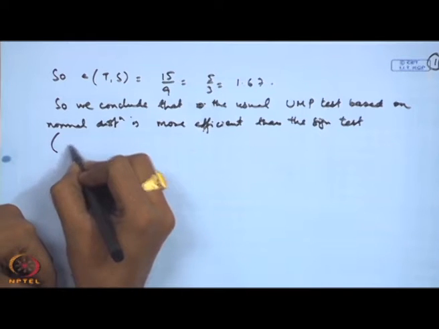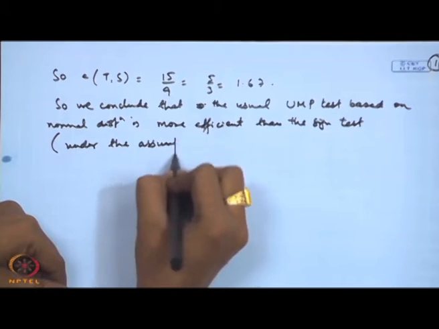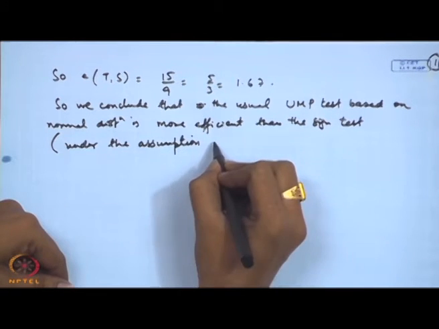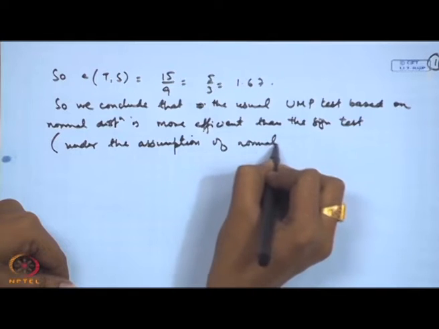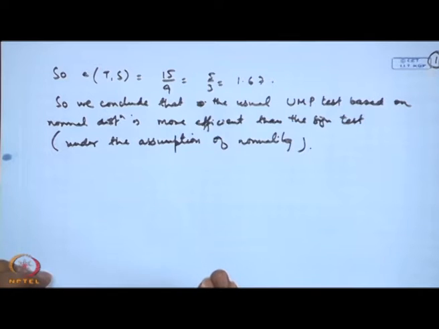Now, this is under the assumption of normal distribution. If the normal distribution is not there, then certainly you cannot use this. So if the distribution is known, certainly we will use that information. This is for the power 0.9. If we use some other power, say 0.95 or 0.92, then certainly this efficiency level will change, but it means that the test based on the normal distribution is certainly more efficient than the sign test here.